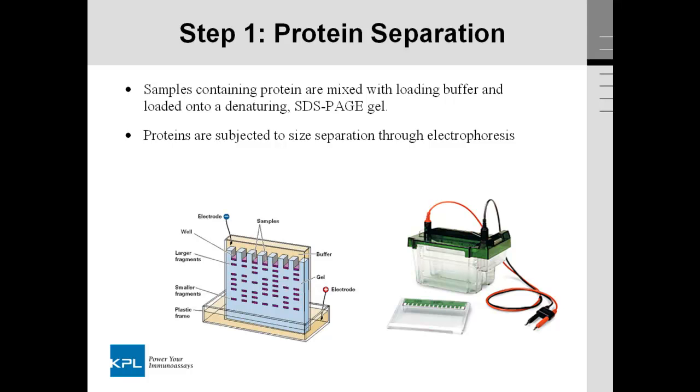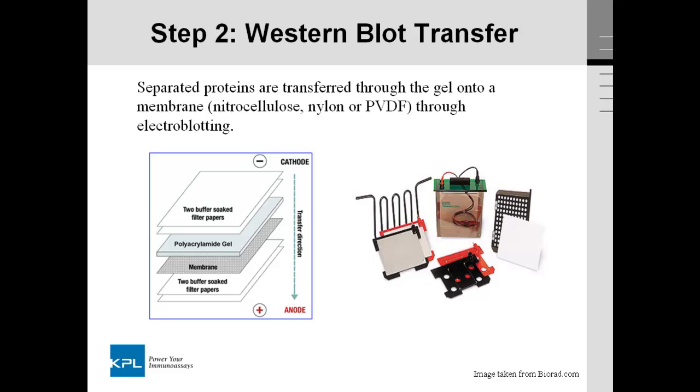Step 1 is protein separation. Protein samples are mixed with loading buffer and loaded onto a denaturing SDS-PAGE gel. They are then subjected to size separation through electrophoresis. The next step involves the Western blot transfer. The separated proteins are transferred through a gel onto a membrane, either nitrocellulose, nylon, or PVDF, via electroblotting.